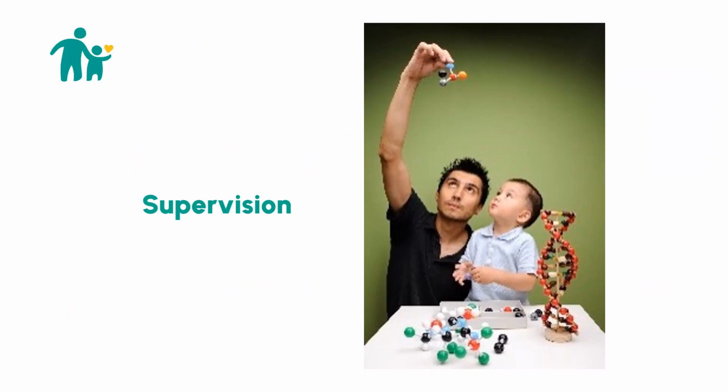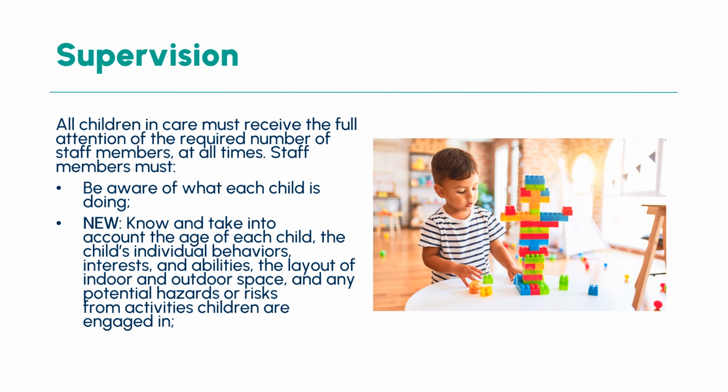Now we will review supervision. All children in care must receive the full attention of the required number of staff members at all times. Staff members must be aware of what each child is doing, and a new rule must know and take into account the age of each child, the child's individual behaviors, interests, and abilities, the layout of indoor and outdoor space, and any potential hazards or risks from activities children are engaged in.